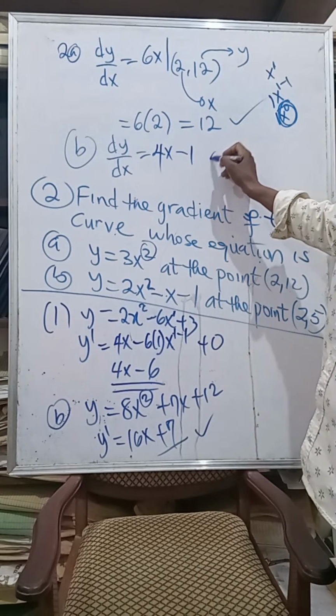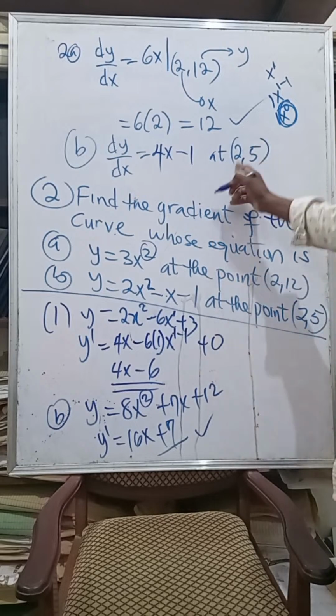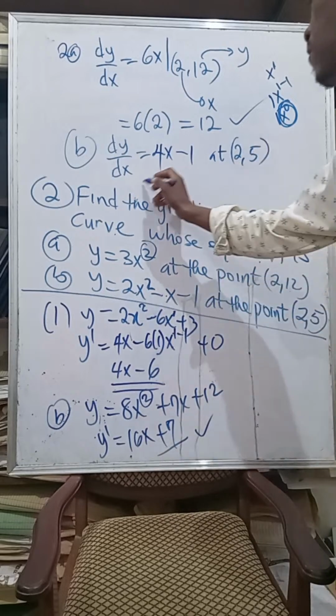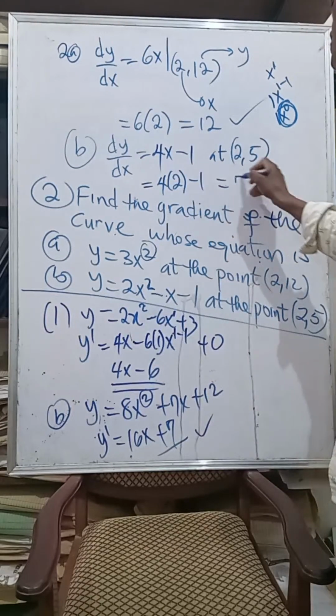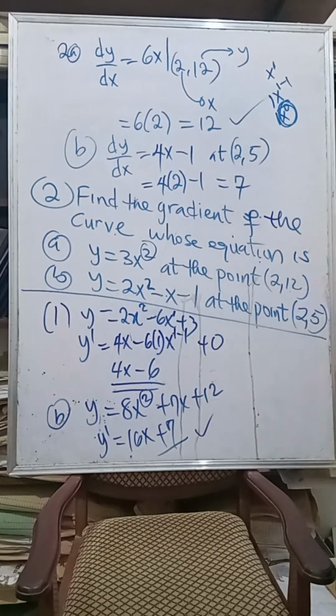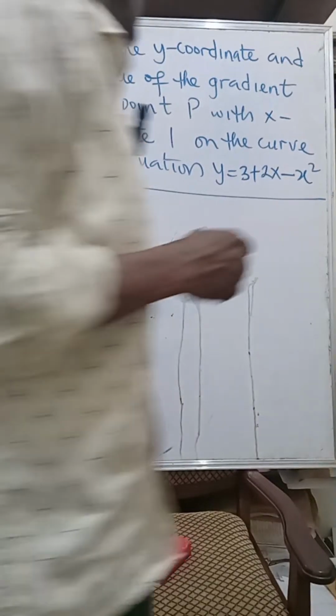At what? At 2 comma 5. x is 2, y is 5. So this will be 4 times 2 minus 1, and that's 7. That's 7 for that one.